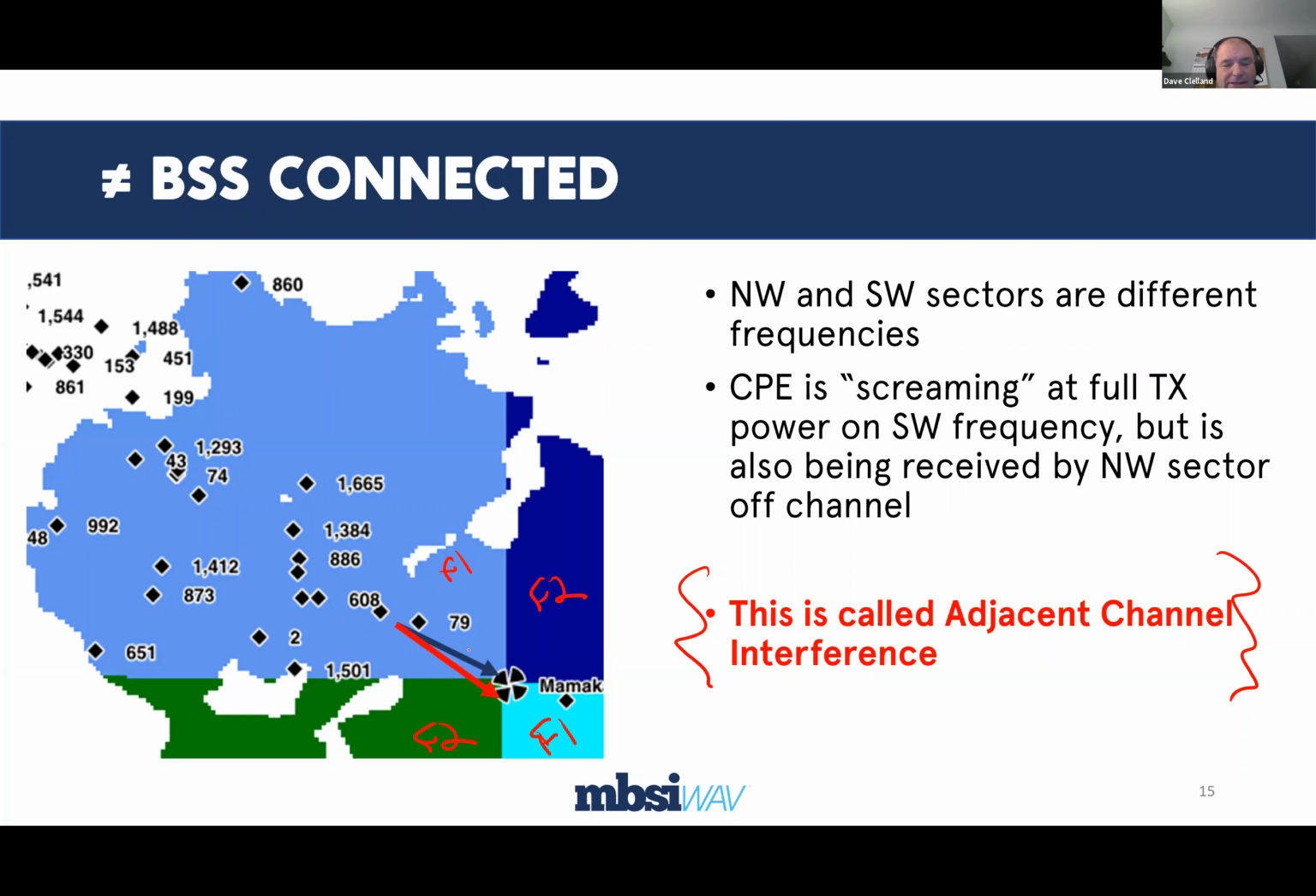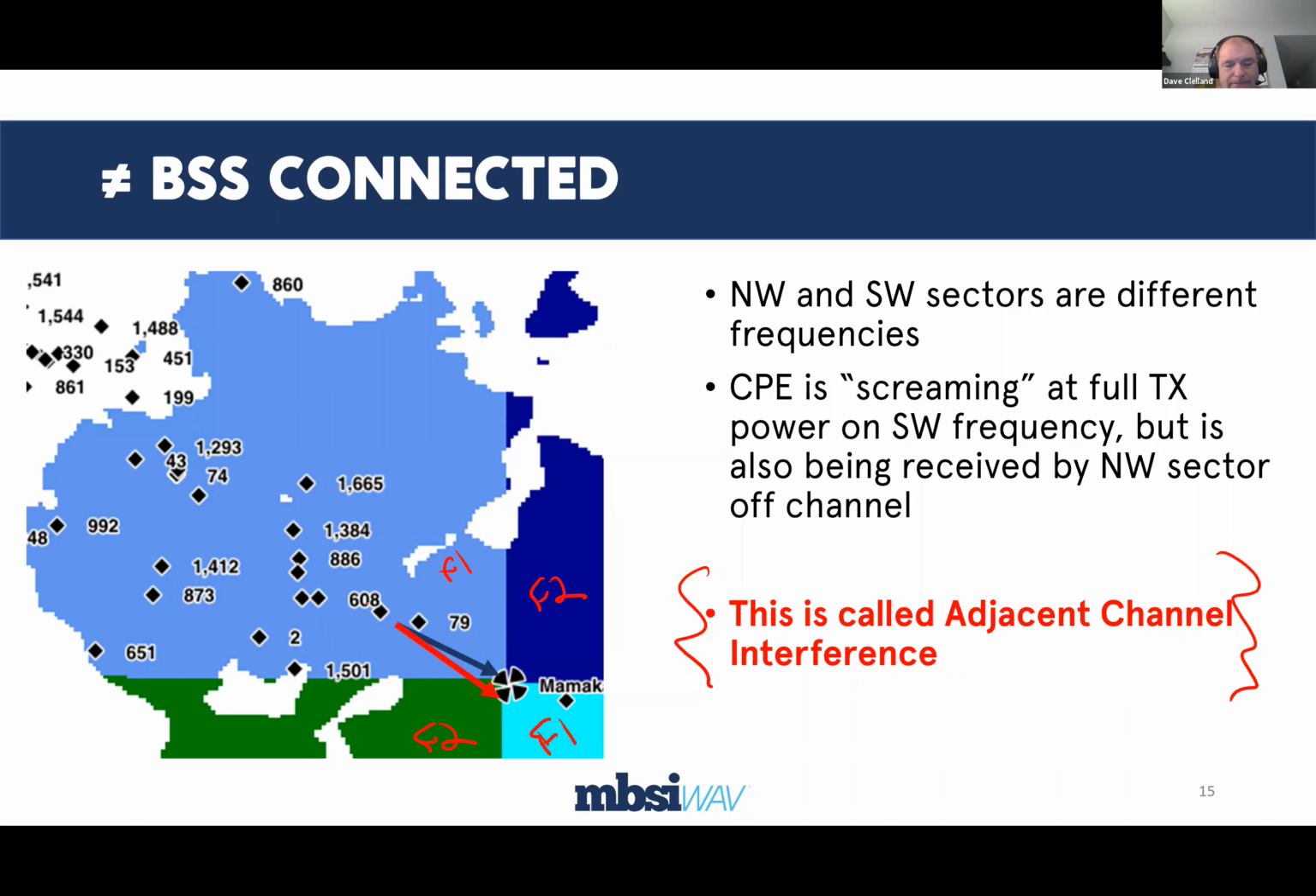So if the northwest sector is -60, then the southwest sector for the 608 is going to be -108. That's way below the thermal noise floor. It doesn't cause a problem. It's okay. Let's go the other way now. Let's take a look at 608 connected to the wrong sector.